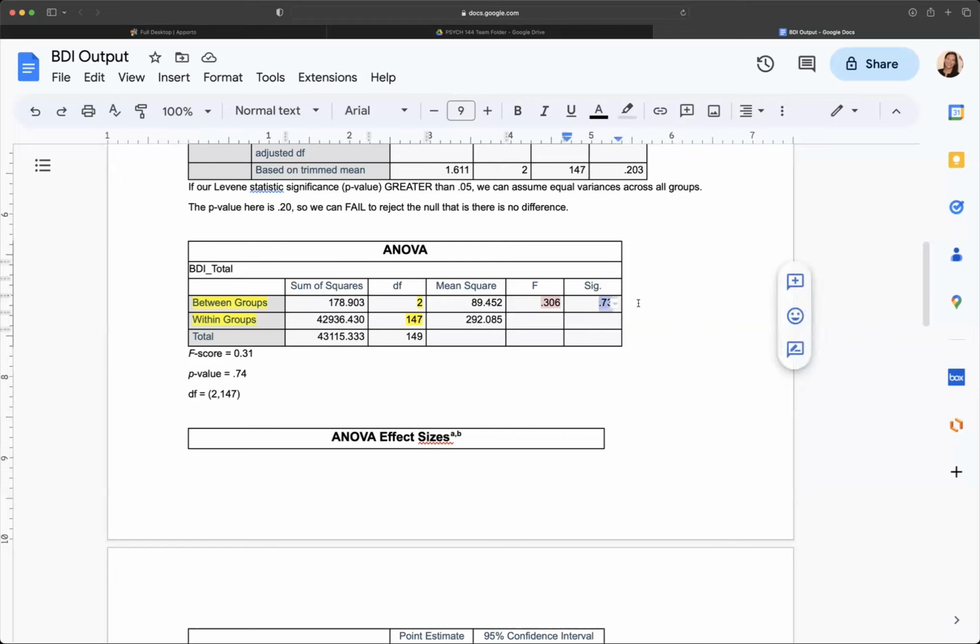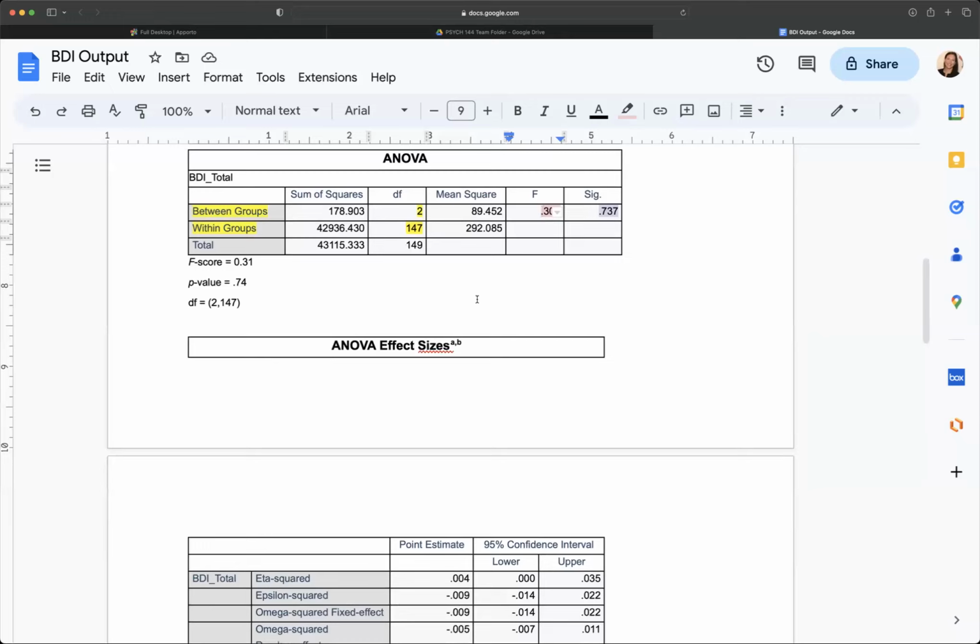This actually means that we're going to fail to reject our null hypothesis. So what we can say is that overall, we cannot reject the null hypothesis that there are no differences between any of the groups. So there's overall no difference across our groups. Because of this, we actually don't need a post hoc test. Before I move on to that though, I'm just going to put a note. So we're going to fail to reject.